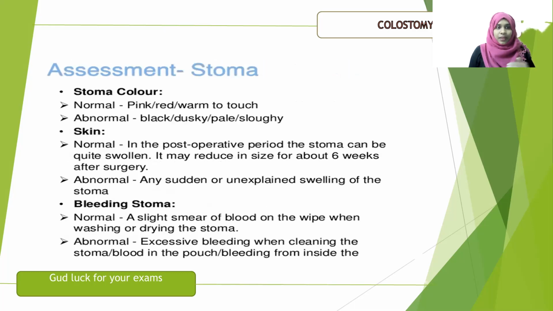Next, assessment of the stoma. This is the important part. The stoma color should be assessed. If the stoma is normal, usually the color will be pink or red, and it is very warm to touch. If it is abnormal, what is the color? It will be black, dusky, pale, and it has sloughs.